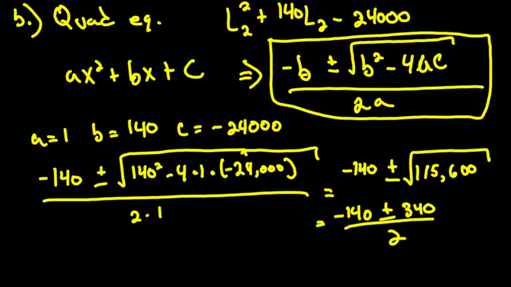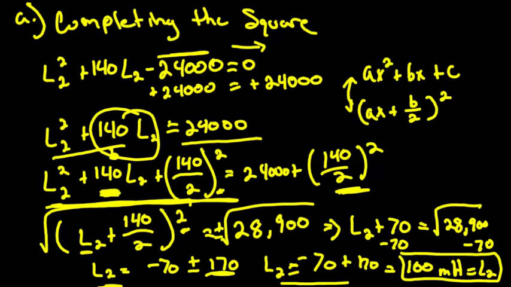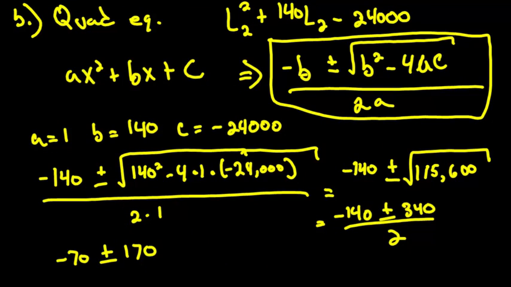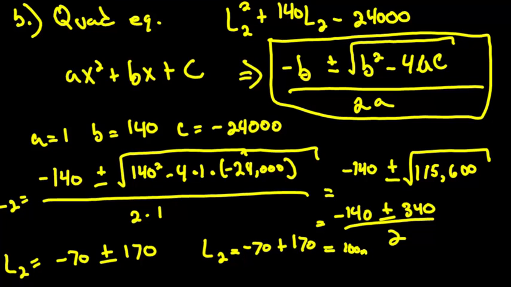And as we see, if we divide everything by 2, we have minus 70 plus or minus 170, which is the exact same thing that we got when we were completing the squares right here. Minus 70 plus or minus 170. And this is L2 equal to this, where L2 is the variable that we're solving for. And the same process as before, we know we can't have negative inductance, so L2 has to equal minus 70 plus positive 170, which gives us 100 millihenries.